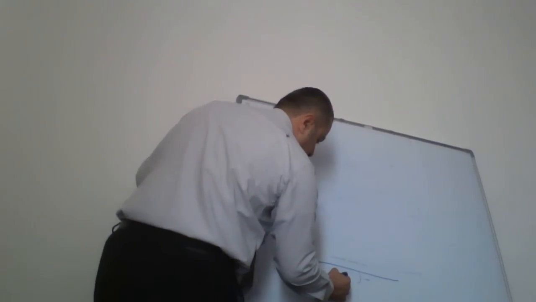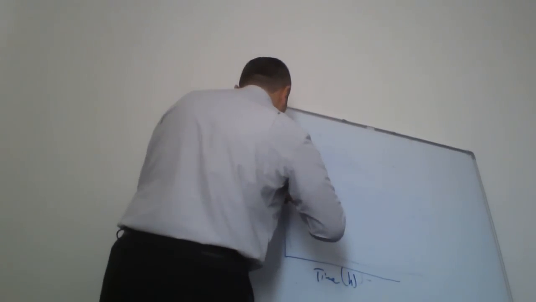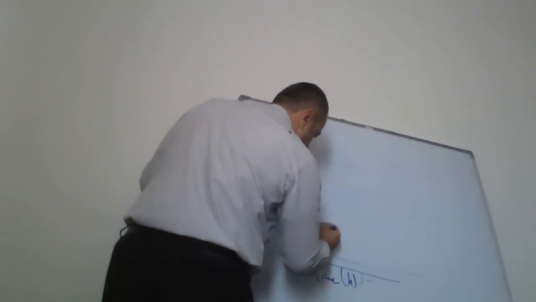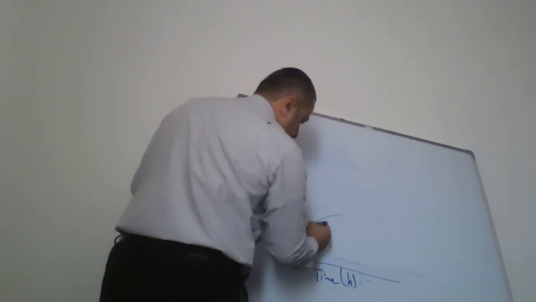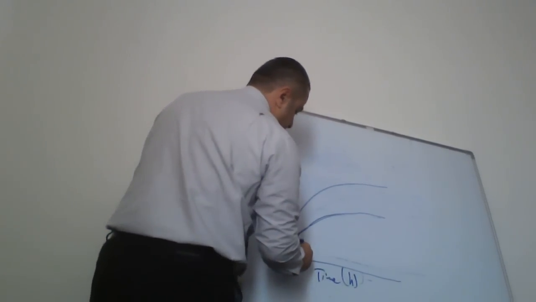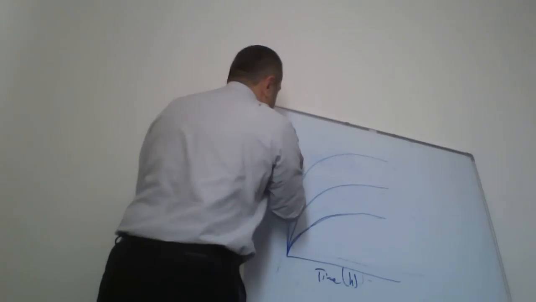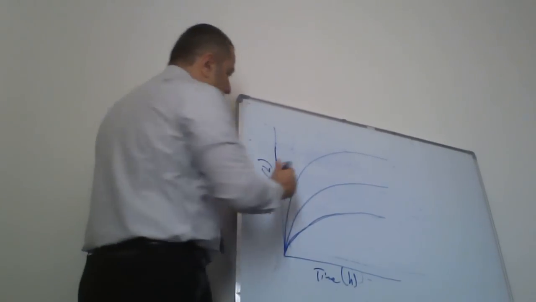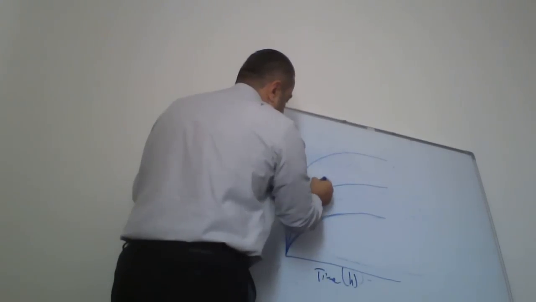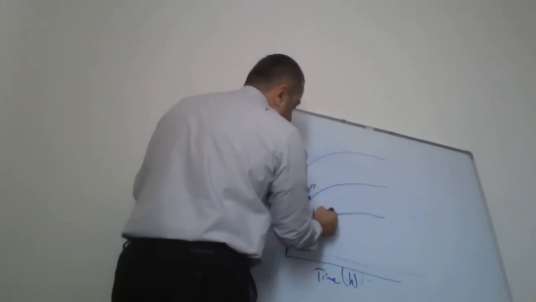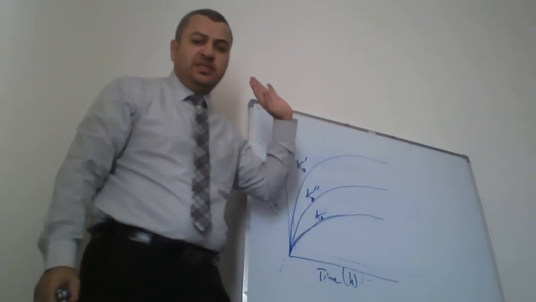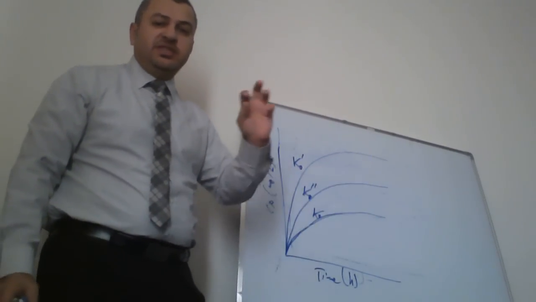This is time in hours and Cp in milligram per liter. If this is my slow infusion, this is my fast infusion, a faster infusion. Look, each one, let's say this is K0 double dash, K0 dash, and this is the original one, K0. Each one has its own CPSS. For each infusion rate, there is a CPSS.